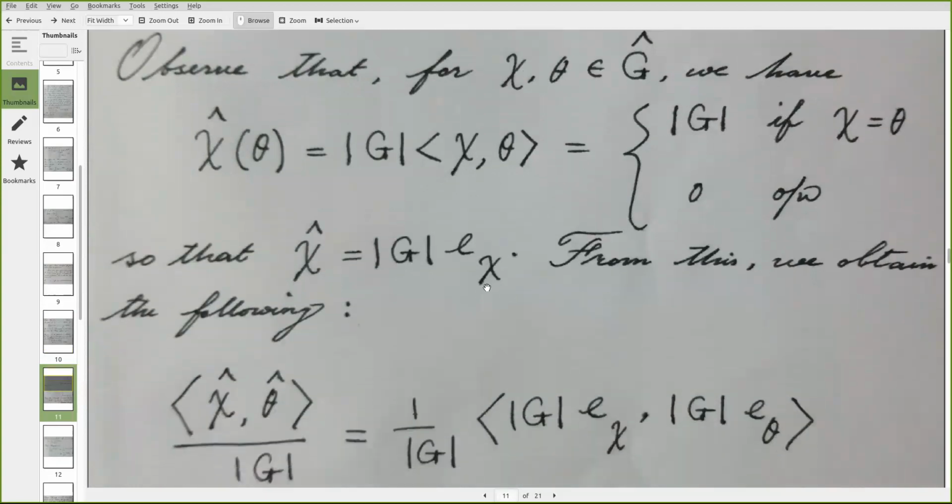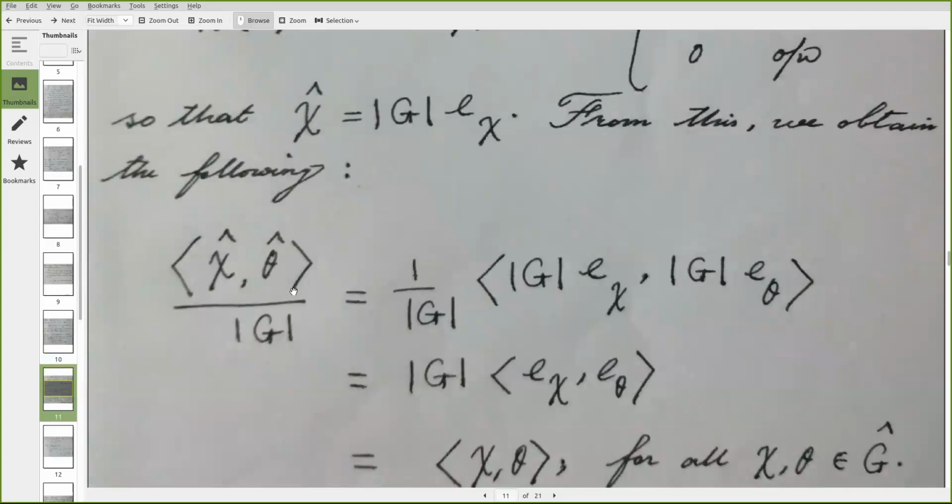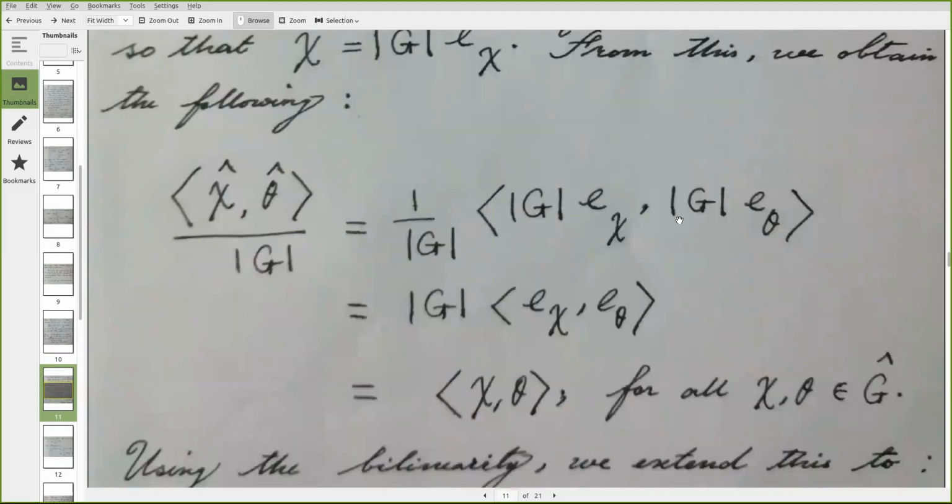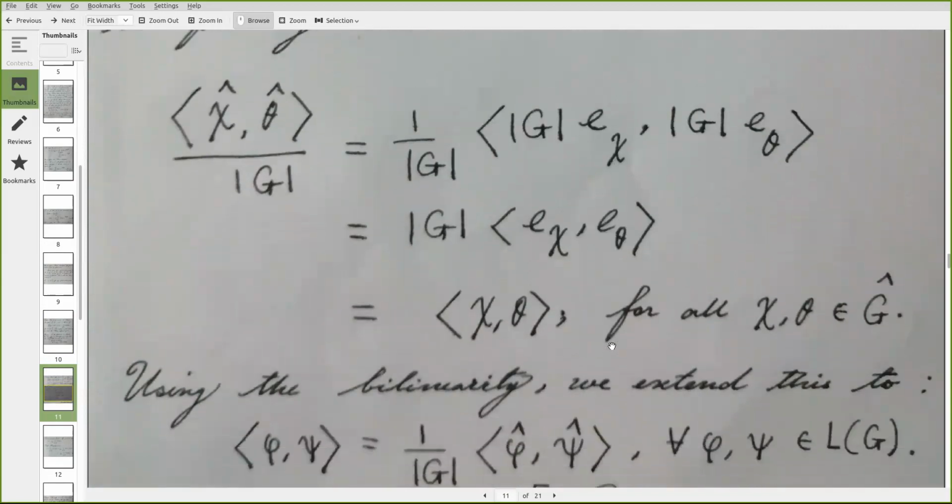Okay, so with that, now it's very easy to see that for two characters chi and theta, the inner product scaled by the factor 1 by order of g is just this, and this is this. And then it is easy to see that the inner product of e chi and e theta is precisely the inner product of chi and theta divided by order of g, and since order of g is always getting multiplied here, so this equals to this.